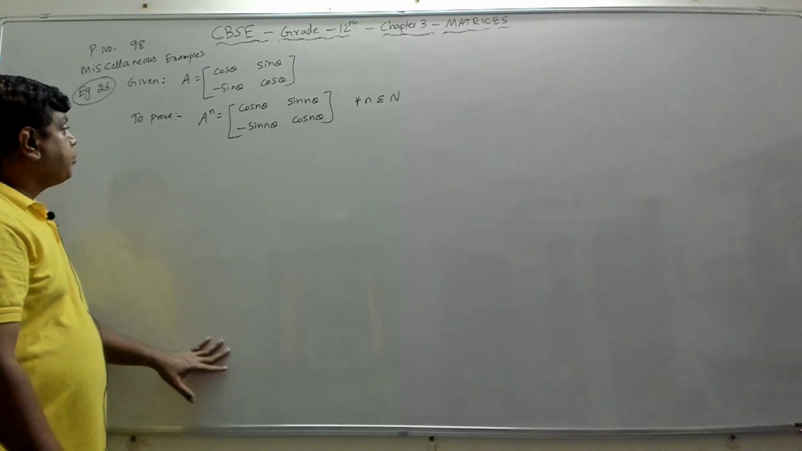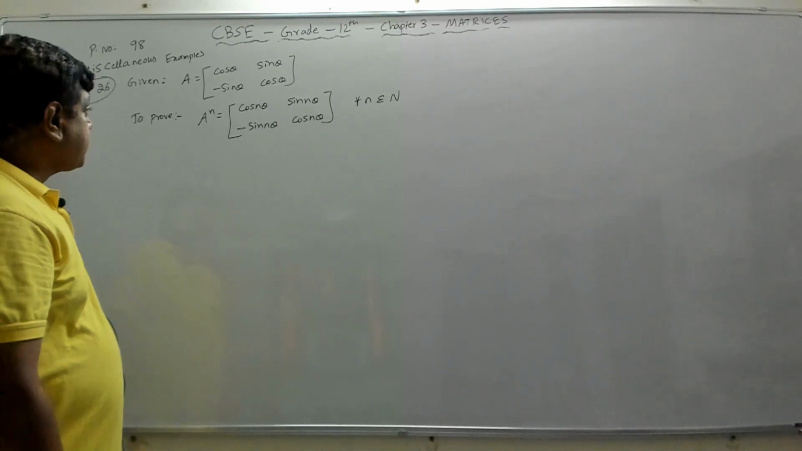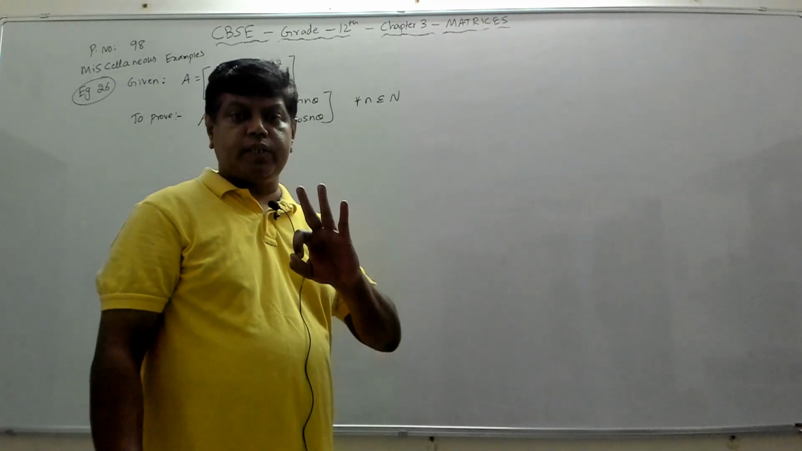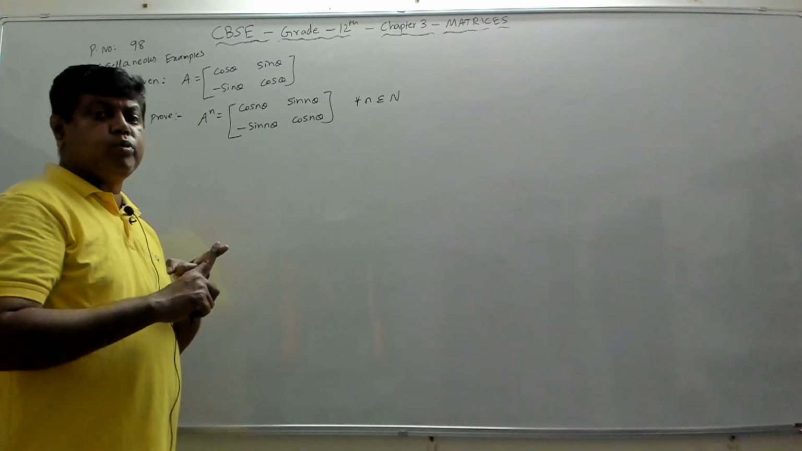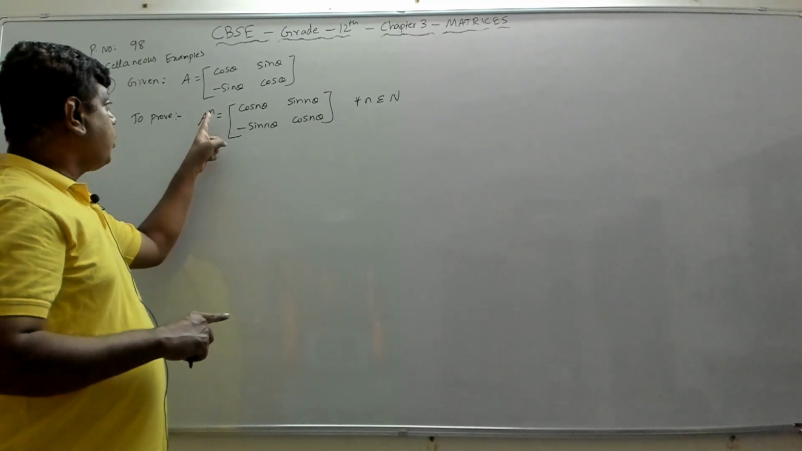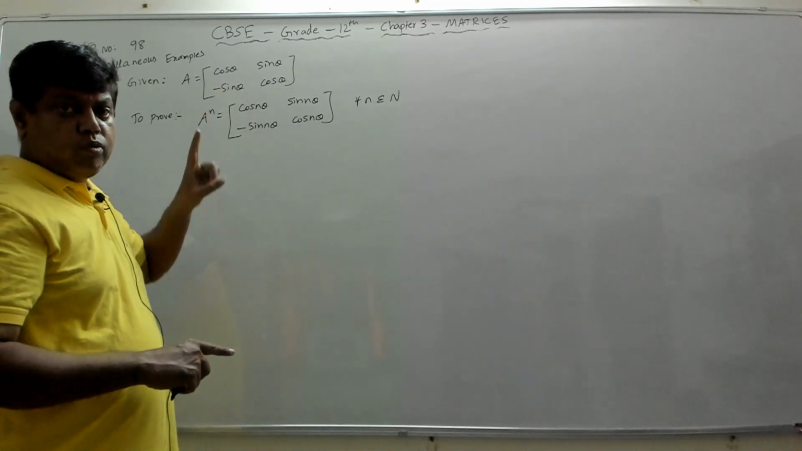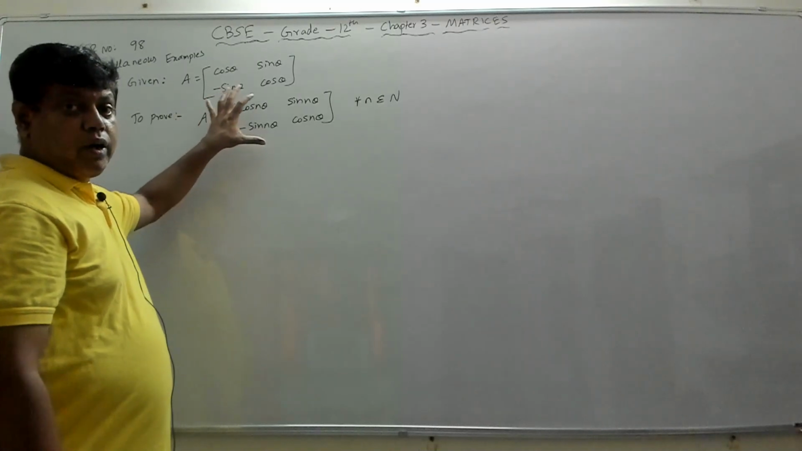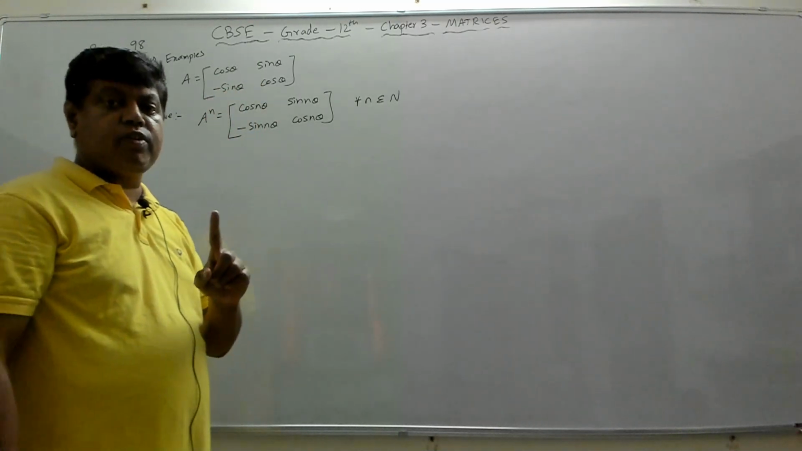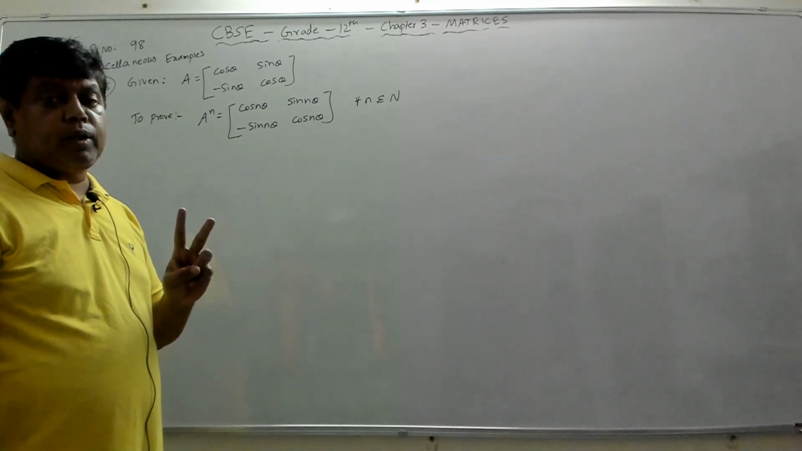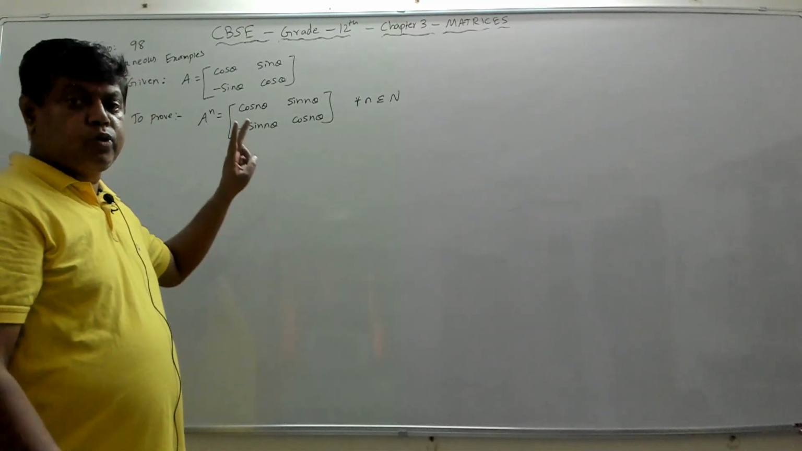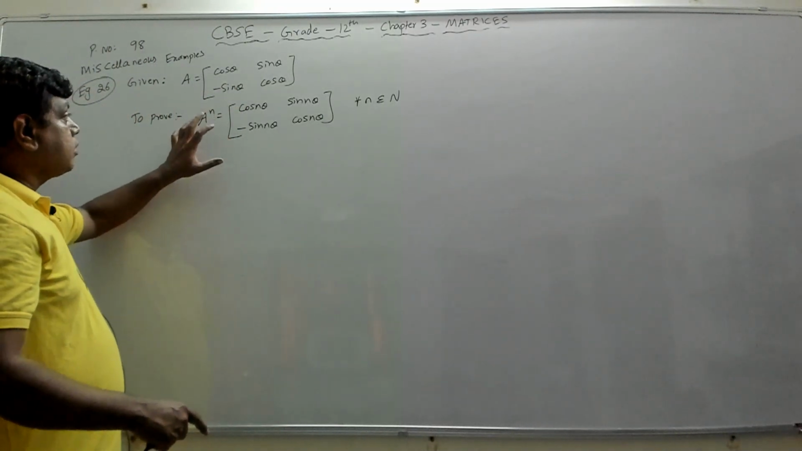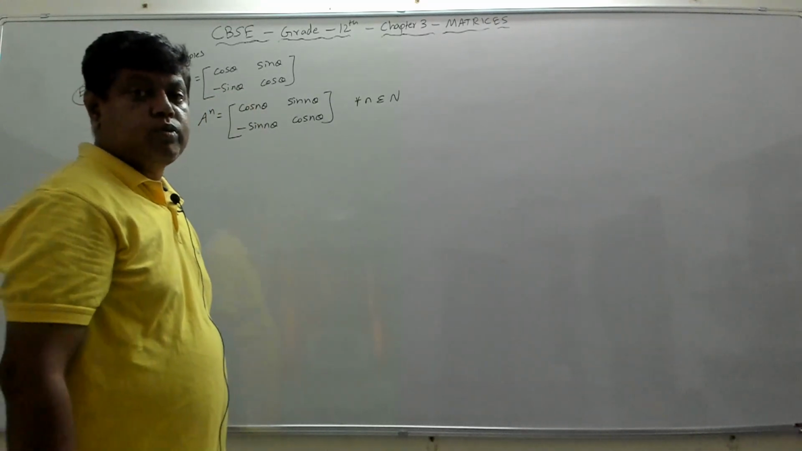For PMI, which you would have already studied in your 11th standard, whenever we want to prove anything by PMI, we have 3 steps. Step 1 is we have to prove that this is true when n is equal to 1. Second step is we have to assume that for n is equal to k, it is true. And third step is we have to prove for n is equal to k plus 1.